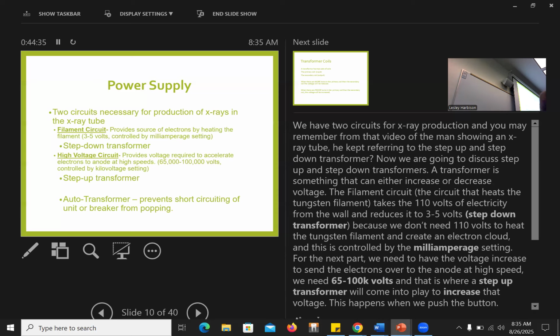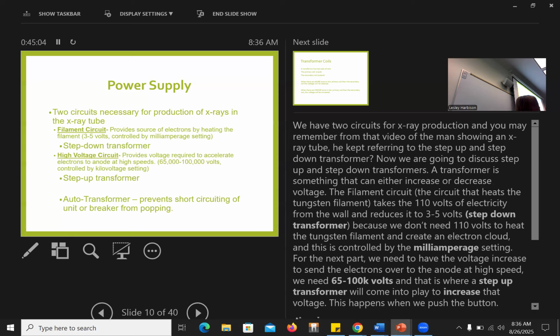So again, out of the wall comes 110 volts, but we need way more than that. We need 65 to 100,000 volts in a very short amount of time, not just running crazy, but in a very short amount of time. We need a lot more voltage. And this side is going to be controlled by the kilovolt kVp.